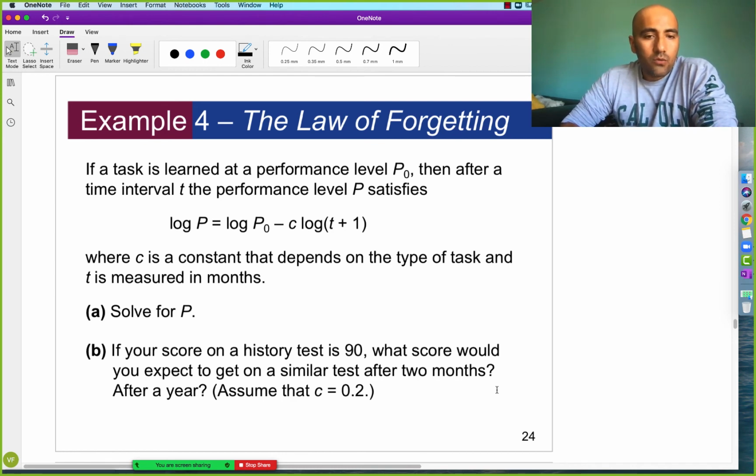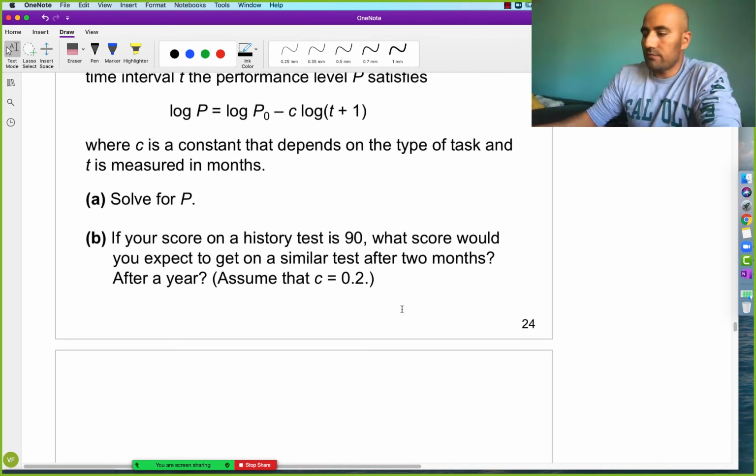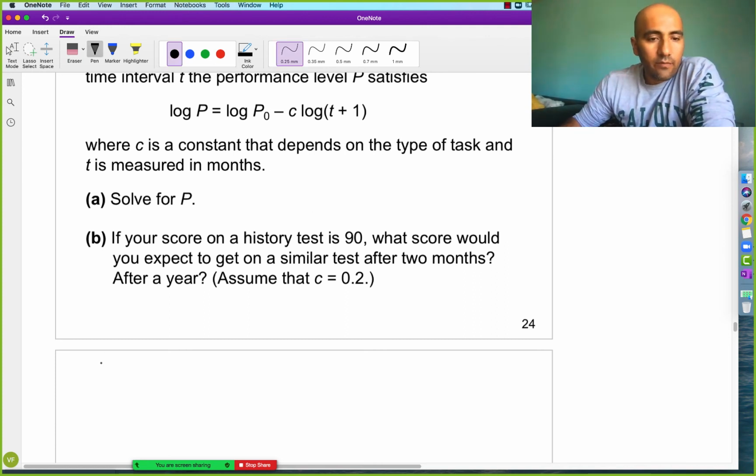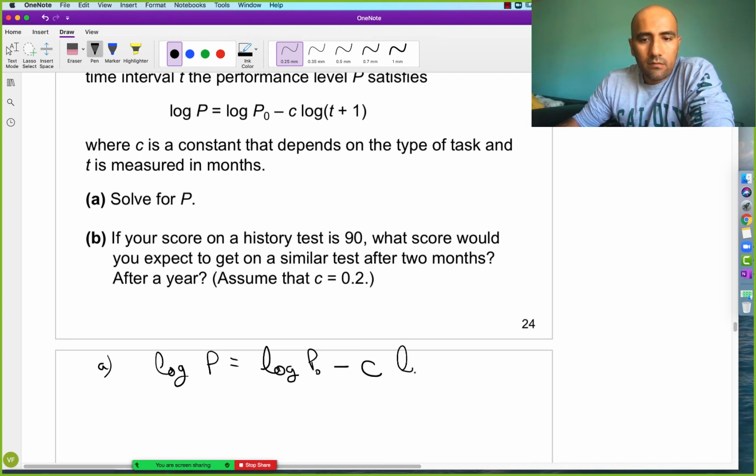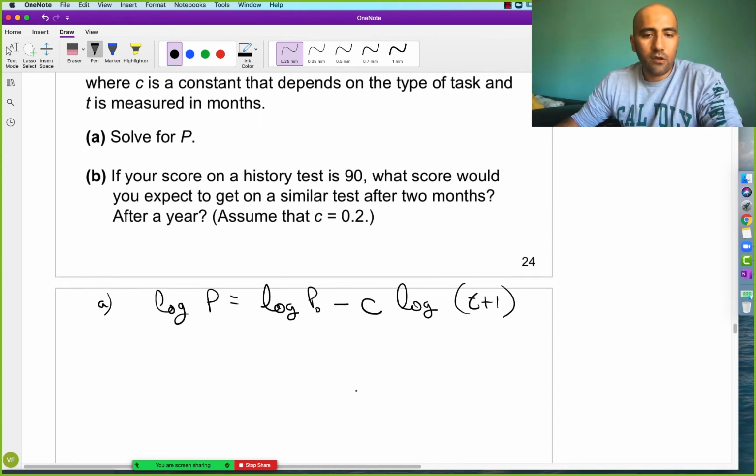Okay, so part A says solve for P. So let's first of all just use our awesome properties to solve for P for part A. We have log of P equals log of P0 minus C log of (t plus 1). Okay, what I want to do is combine these two into one big happy log, since they're all log base 10. Right? We're trying to solve for P.